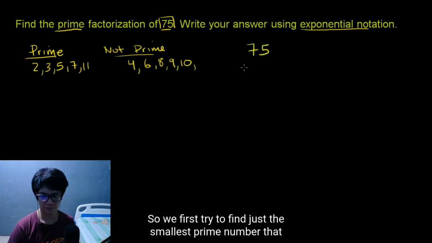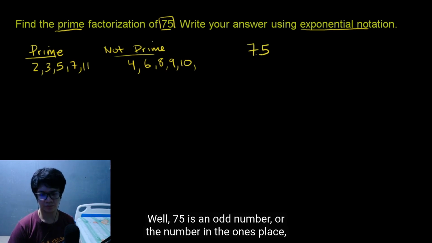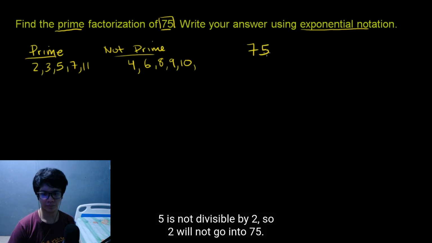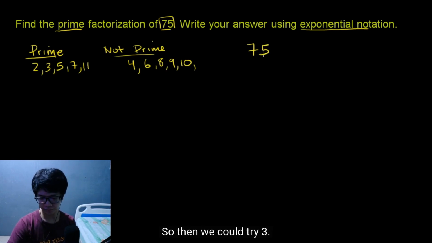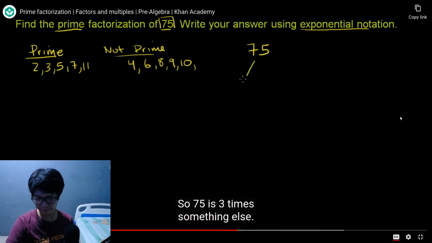So we first try to find just the smallest prime number that will go into 75. Now, the smallest prime number is 2. Does 2 go into 75? Well, 75 is an odd number, the number in the ones place, this 5, is not divisible by 2, so 2 will not go into 75. So then we could try 3. Does 3 go into 75? Well, 7 plus 5 is 12. 12 is divisible by 3, so 3 will go into it. So 75 is 3 times something else.